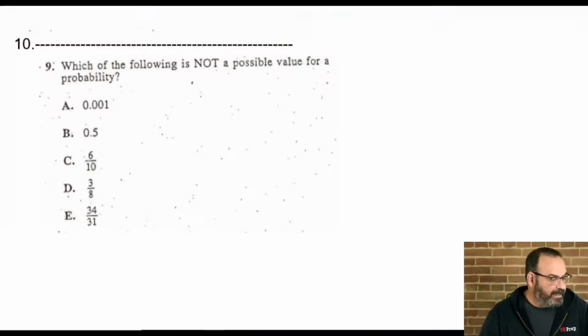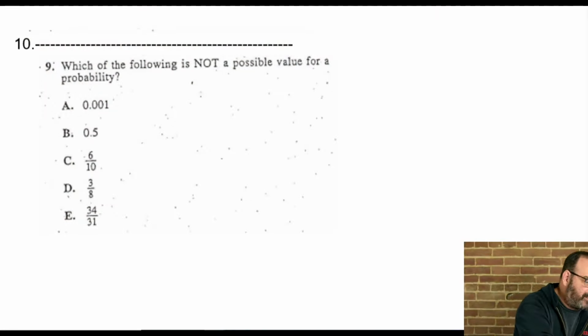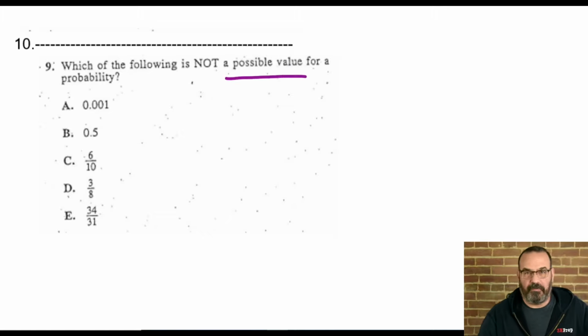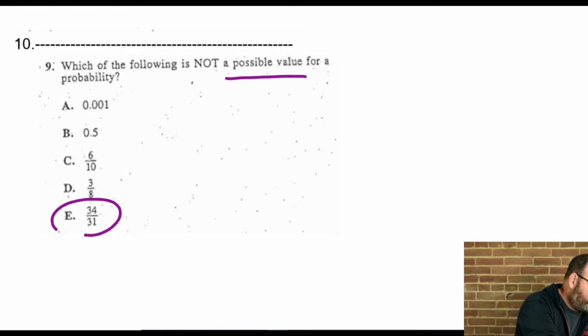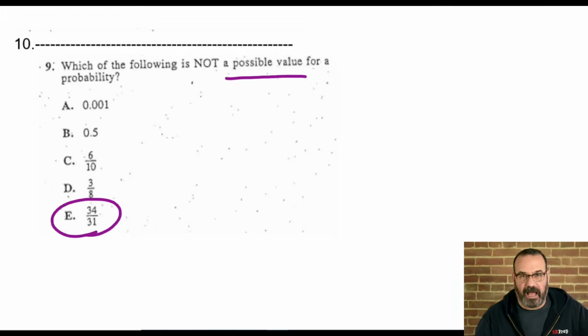Which of the following is not a possible value for a probability? Well, probabilities are at a maximum 100%. So 34 out of 31 is more than 100%.